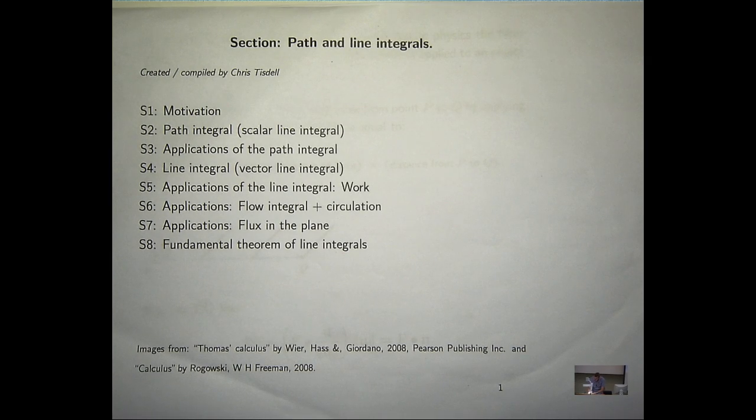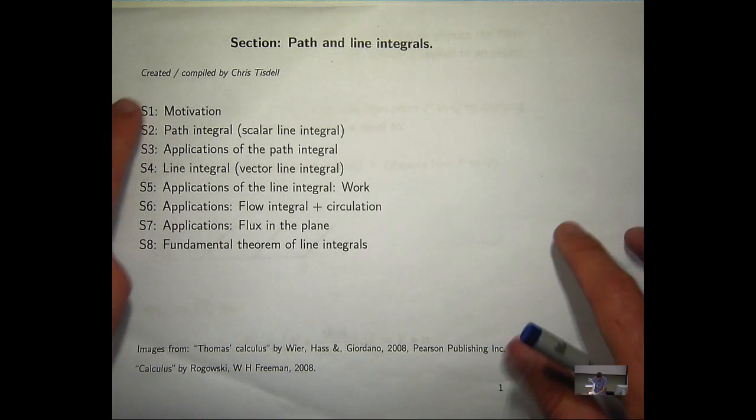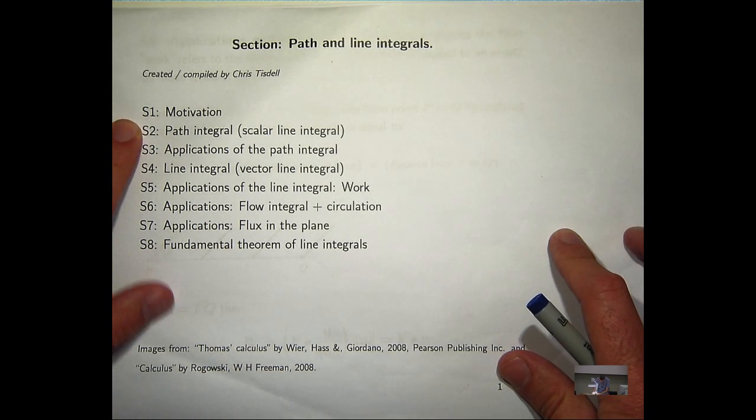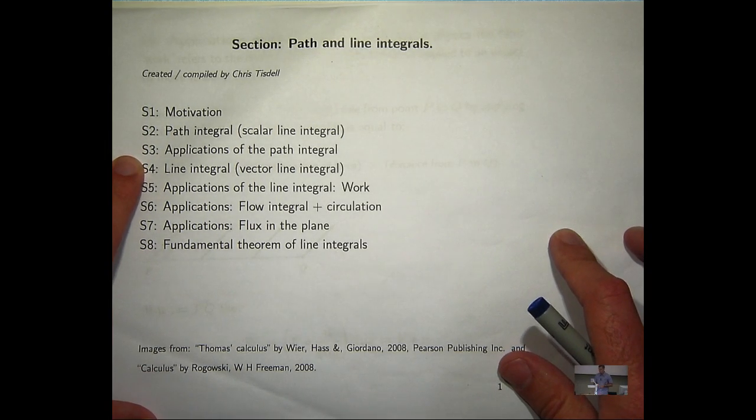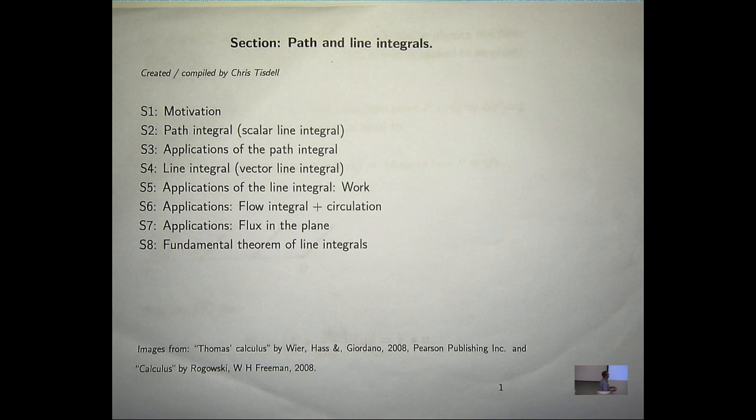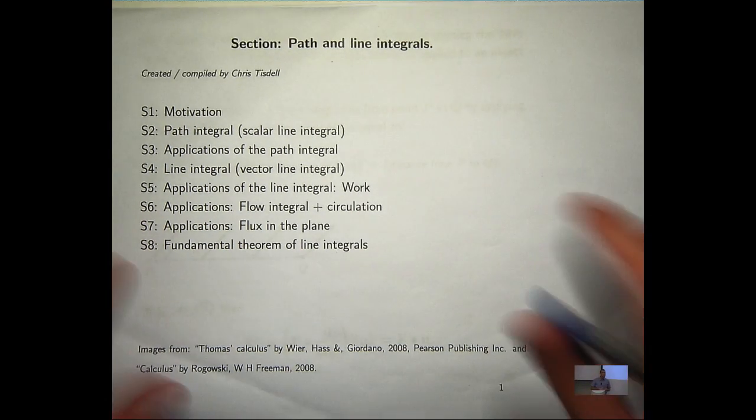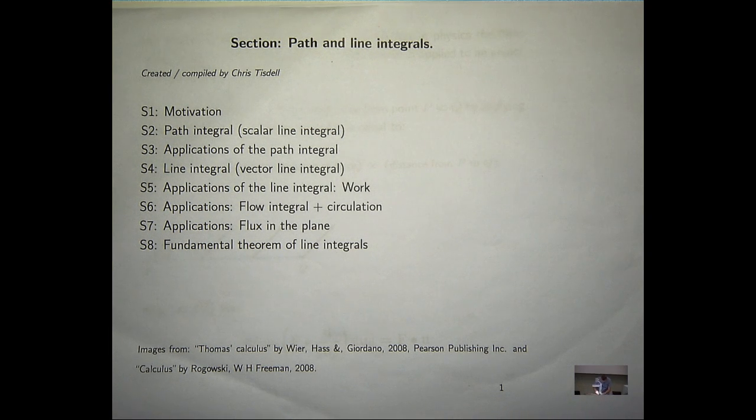In today's lecture we are going to move through our section on path and line integrals. In previous lectures we motivated the study, we looked at the path integral and some applications, and I introduced the line integral, or the vector line integral involving vector fields. In today's lecture we are going to look at the applications. So we're going to talk about work, we're going to talk about the flow integral and circulation, and we're also going to talk about flux in the plane.